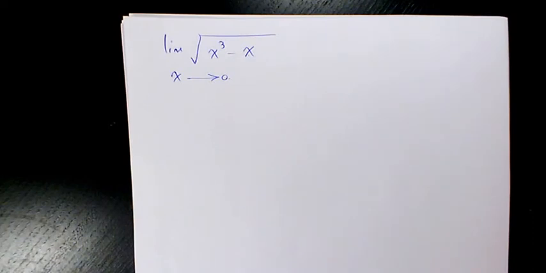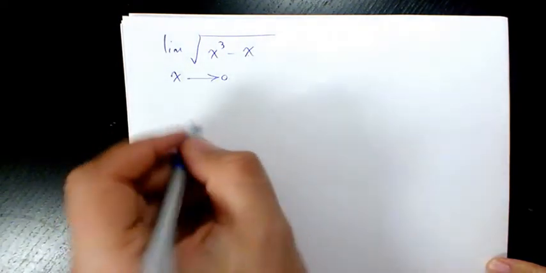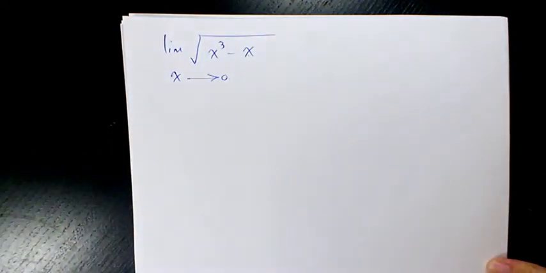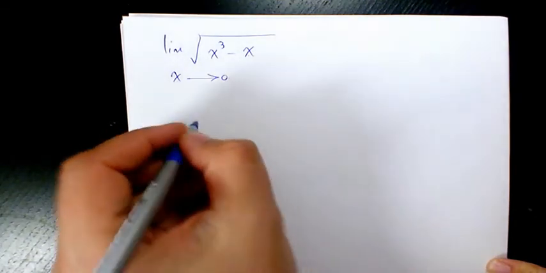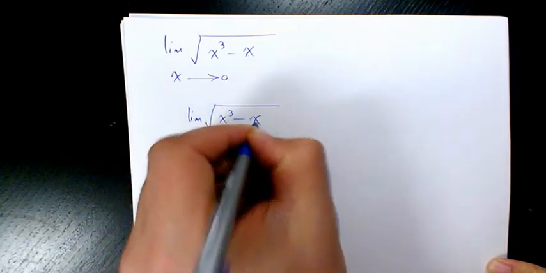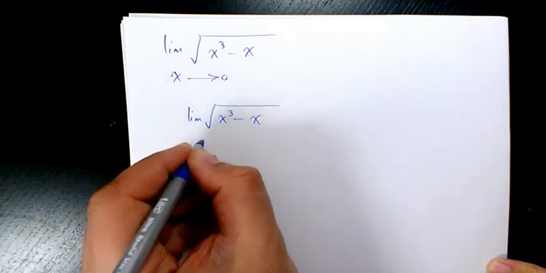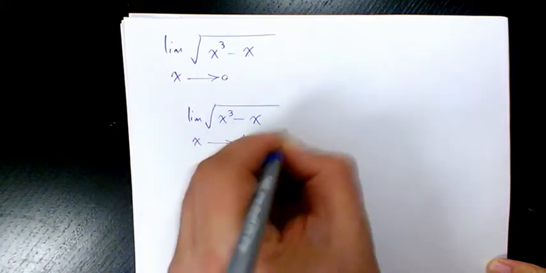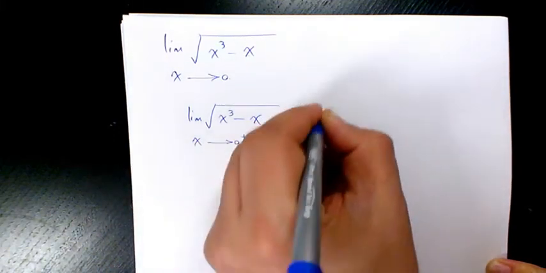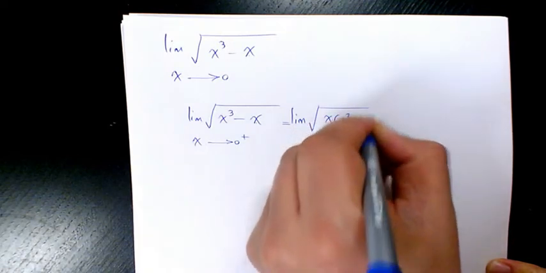Next example, it's the limit of square root of x cubed minus x when x is approaching 0. Let's see if it exists or not. In this case, we need to find the positive and negative side, or right and left limit. I'm going to say limit of square root of x cubed minus x when x is approaching 0 plus. That's going to be x times x squared minus 1.